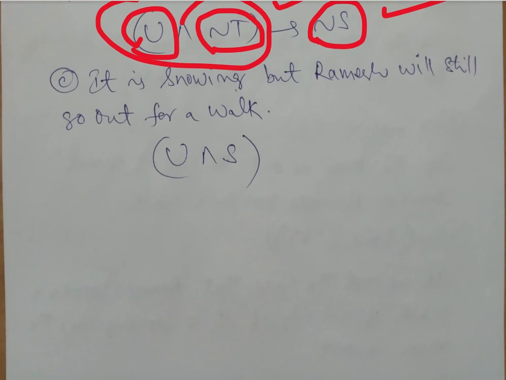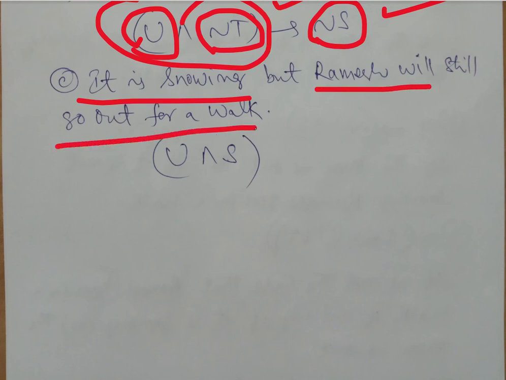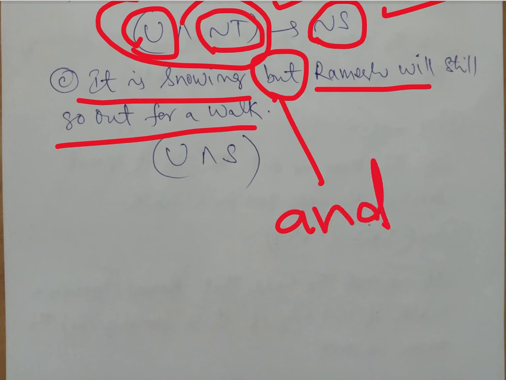Similarly here, it is snowing. Ramesh will still go out for a walk. What is the conjunction? The connectives are nothing but and, and implication. So be careful. Here the English word is "but". But means what? It is nothing but and. Also it has a meaning similar to and. So we have written this as conjunction with S.